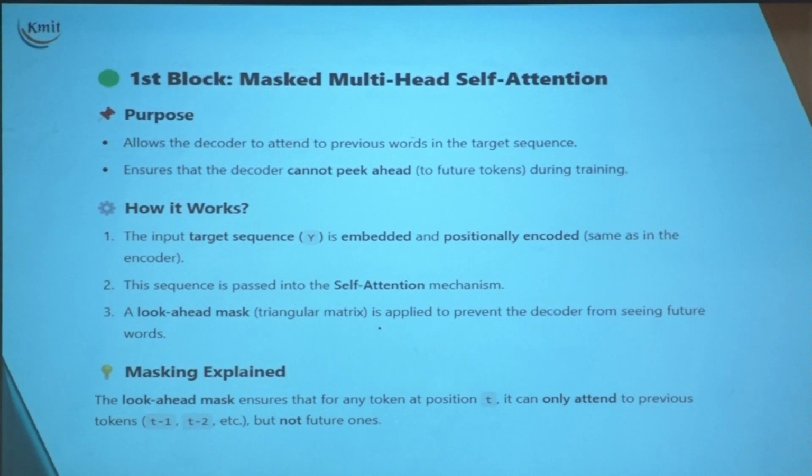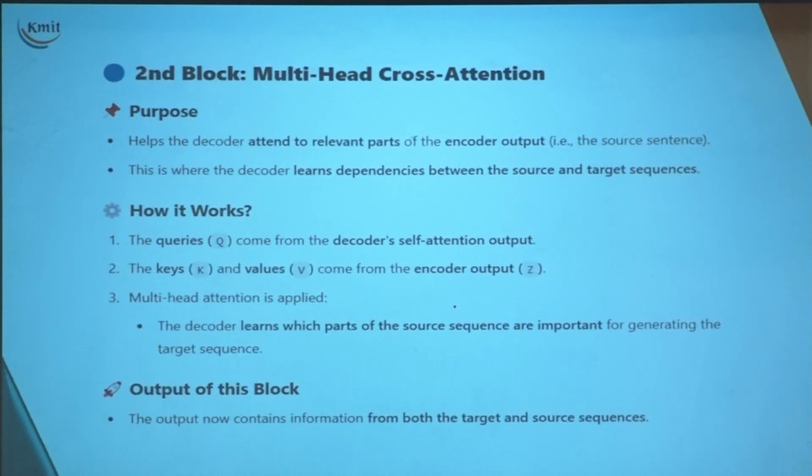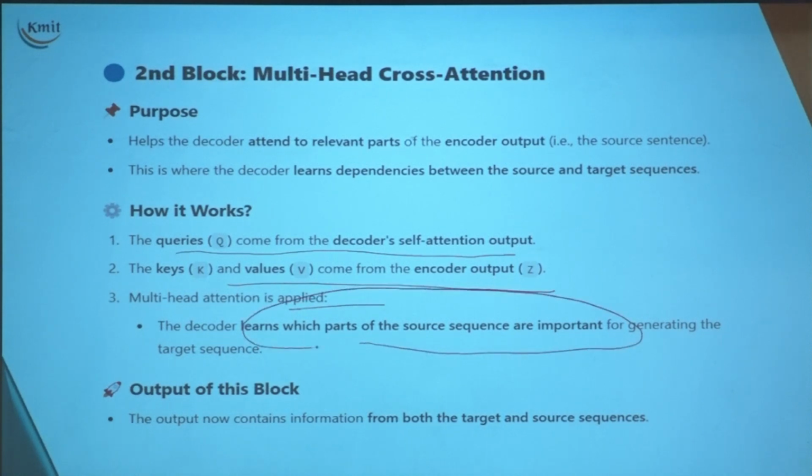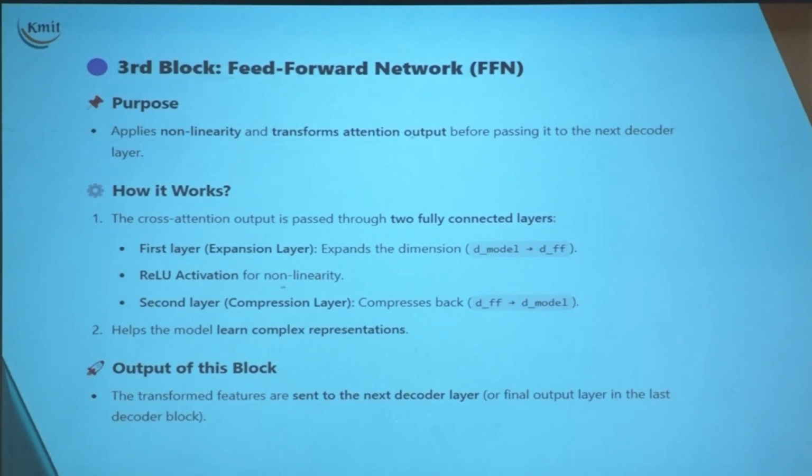Okay. So how does masked multi-head attention work? The input target sequence Y is embedded and positionally encoded. That is passed through the attention mechanism. Look ahead mask. What do you mean by look ahead mask? The triangular matrix is applied in the look ahead mask and I am processing that. So what is masked cross attention? Queries from the decoder self attention output, keys and values from the encoder output are taken and they are applied to what? Masked multi-head attention, where what will happen? It will learn which parts of the source sequence are important and what is the meaning of them from keys and values.